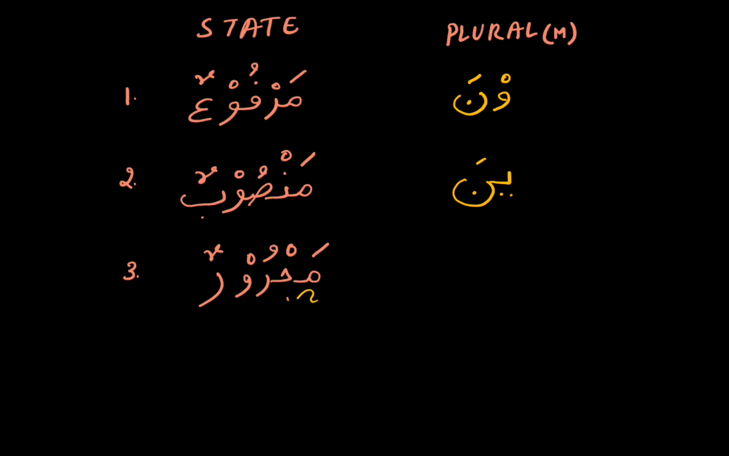Now coming to the third state of a noun, that is majroor. How to identify that a given plural noun is in the majroor state? Similarly here also, by seeing the case ending, that is ya noon with a fatha. And how do we identify whether it is mansoob or majroor? By context we can make out whether the given plural noun is in the mansoob state or in the majroor state.